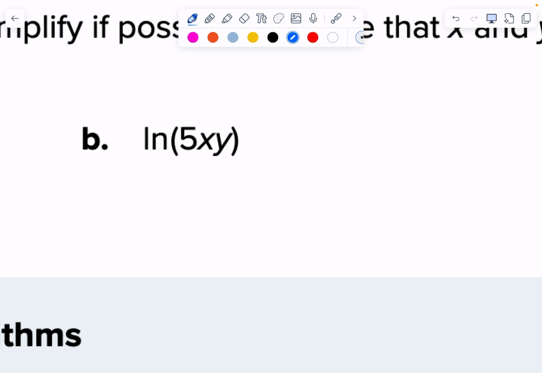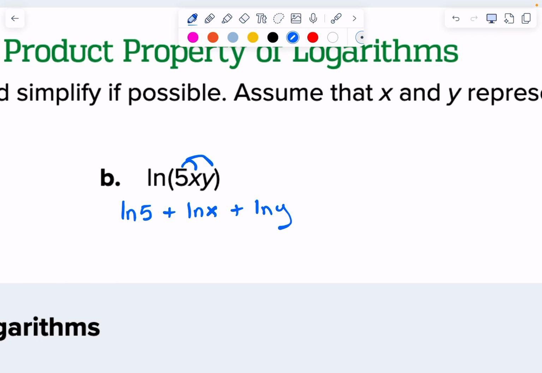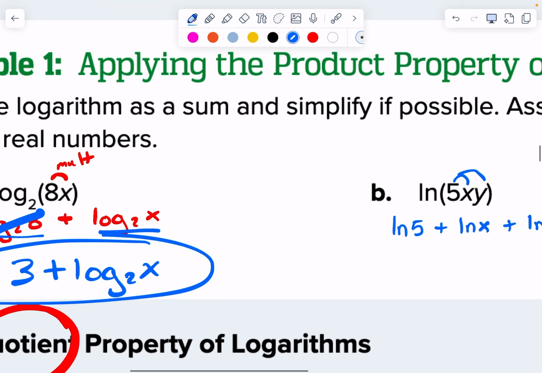B, oh boy, look at this one. We have 3 parts, right? We have a 5 and an x and a y. So what does this look like? ln 5 plus ln x plus ln y. Can we simplify any more than that? Assume that x and y represent real numbers.